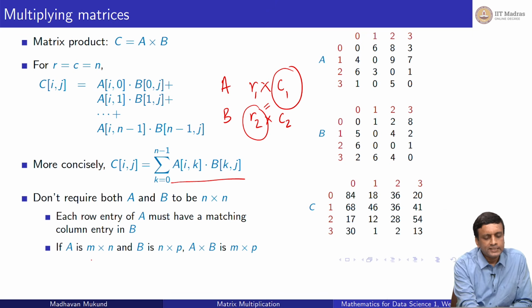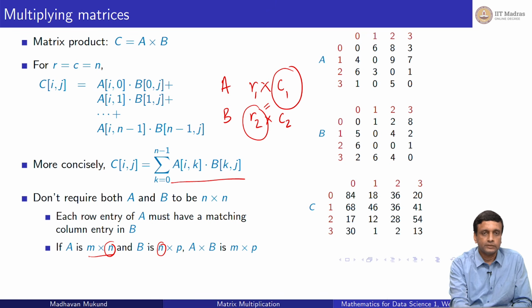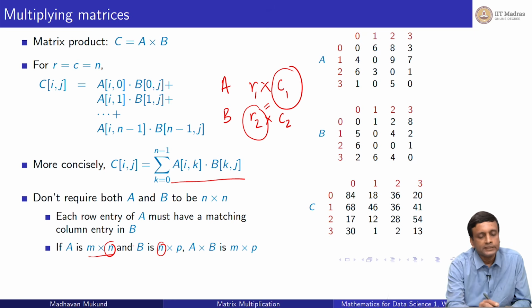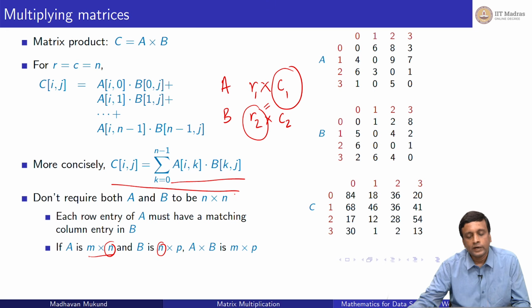So what we are saying is that if A is m cross n, then this n must be the number of rows in B, and B can have any number of columns. So we can take two matrices which have different shapes provided the number of columns in A is equal to the number of rows in B. Only then can I do this summation correctly. So let's look at an example.